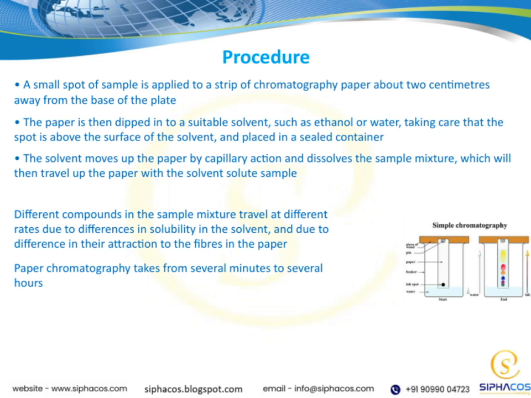Once the solvent starts moving up the paper by capillary action, it dissolves the sample mixture. As the solvent travels upward, it carries the different compounds with it, but at different speeds depending on their affinity for the solvent and the paper fibers. This is how the separation occurs, allowing us to analyze the components of the mixture effectively.